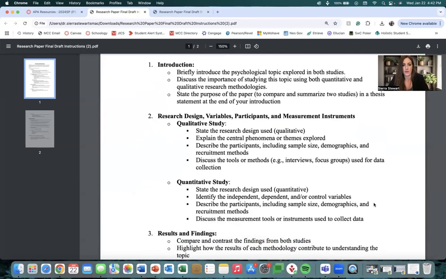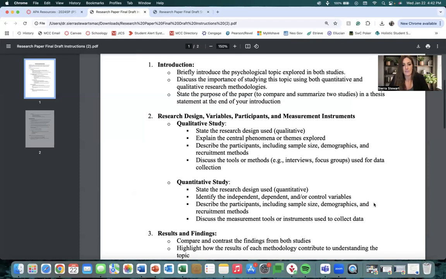Your second part of this is you're going to describe the research design, the variables, the participants, and the measurement instruments for your qualitative study. So everything that you already listed in your rough draft, you're then going to basically state in your final draft in this paragraph or a couple paragraphs. So you state the research design used, which is qualitative. You're going to explain the central phenomenon or the themes explored. You're going to describe the participants, which include the sample size, the demographics, and the recruitment methods that you've already stated in the rough draft. And then the tools or the methods that were used, like the interviews or the focus groups, in order to get that data collection for that qualitative study.